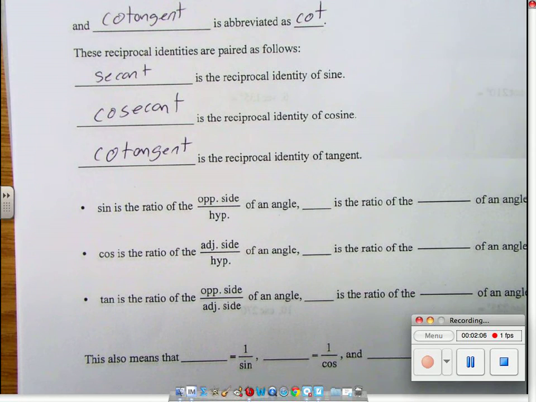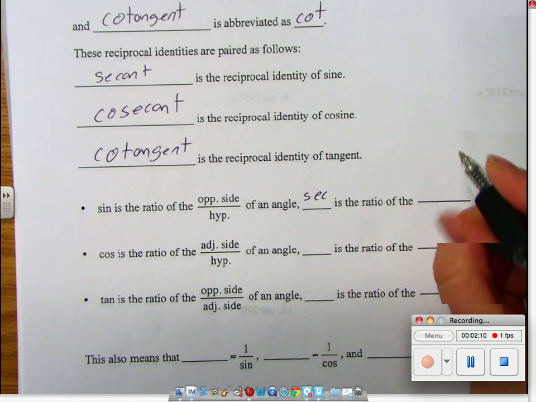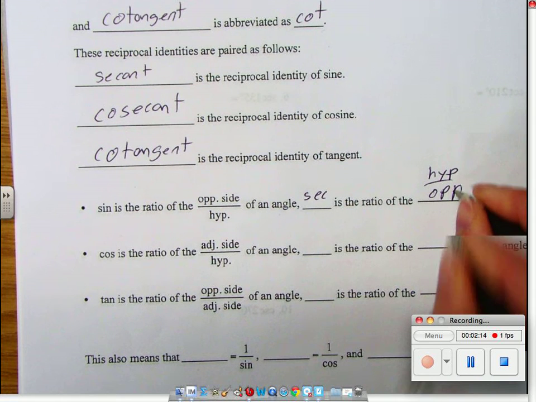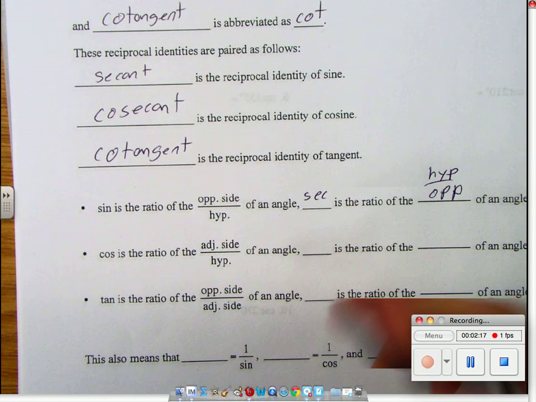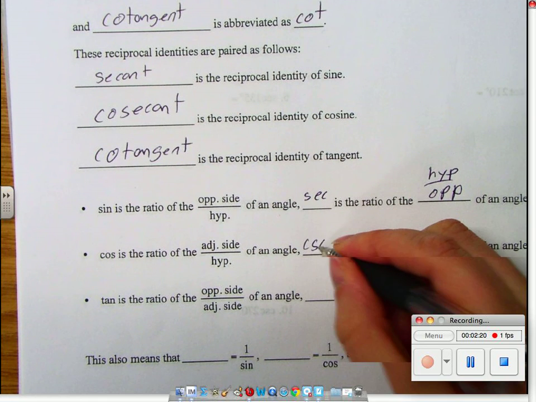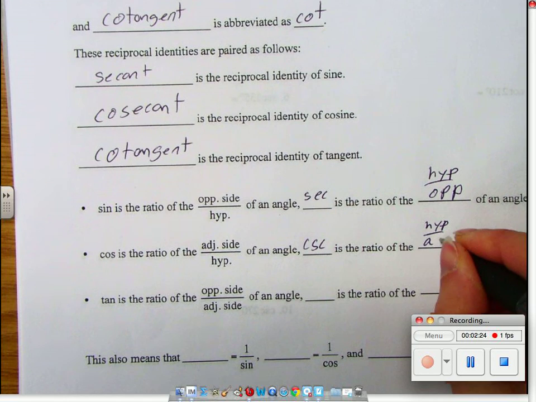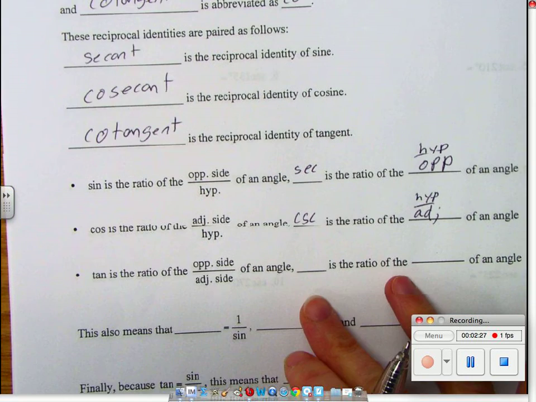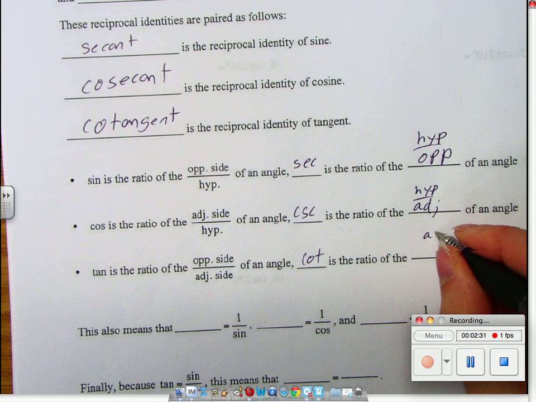Sine is opposite over hypotenuse. Secant is hypotenuse over opposite. Get how it flips? Cosine is adjacent over hypotenuse. Cosecant is hypotenuse over adjacent. Get how it flips? Reciprocal. Okay. Tangent is opposite over adjacent. Cotangent is adjacent over opposite.